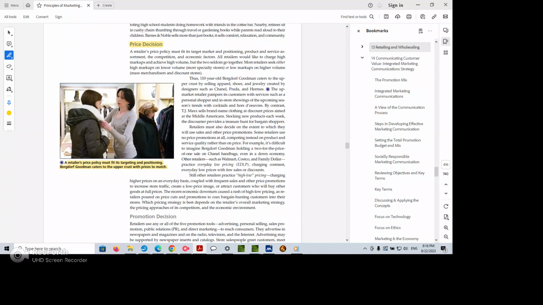Okay? A retailer's price policy must fit its target market and positioning, product and service assortment, the competition, and economic factors. Okay, that would be the first thing that's obvious, right? It must be able to satisfy all of those. All retailers would like to.